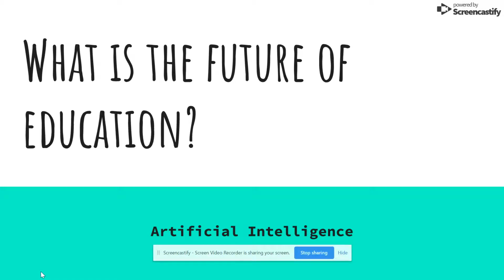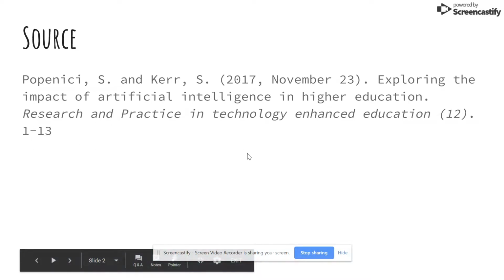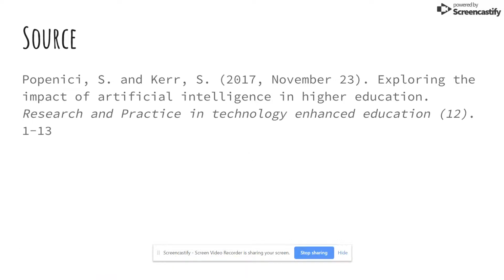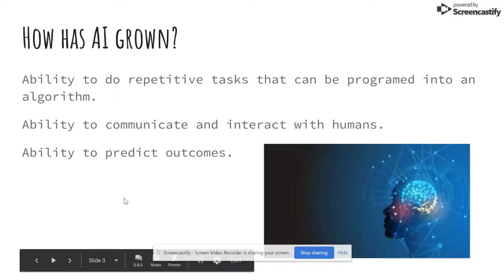The topic I chose to do this week is artificial intelligence. The article that I looked at discussed exploring the impact of artificial intelligence in higher education. So, this one is specifically discussing college, but it certainly can be applied to the high school level.